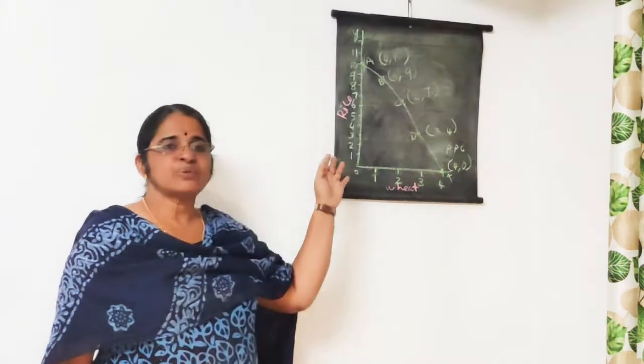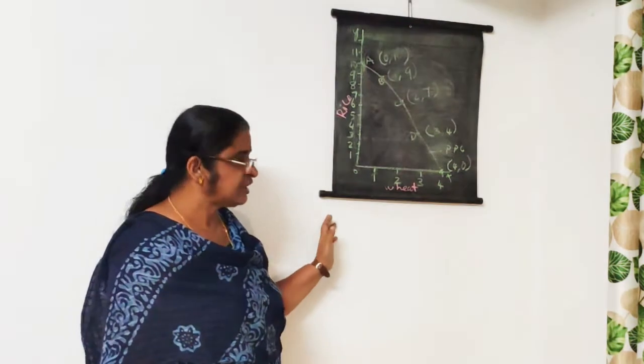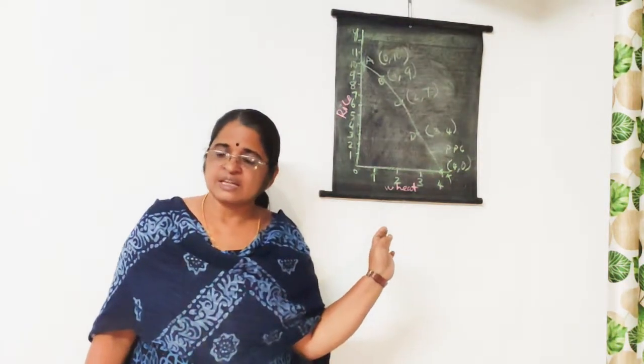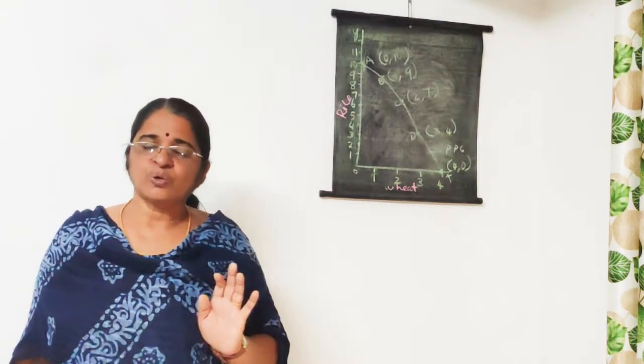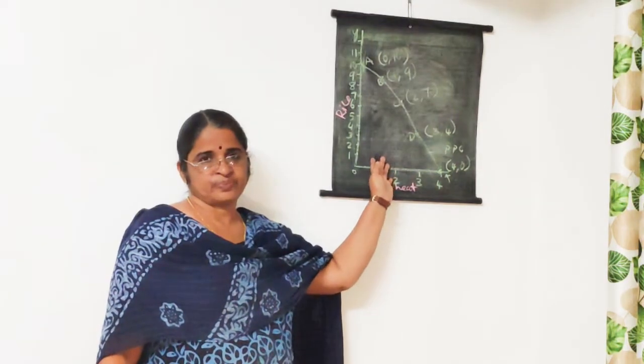So, we have to select a possibility which gives us maximum satisfaction. We need both rice and wheat. So, we have to select a combination which gives us both of the goods.